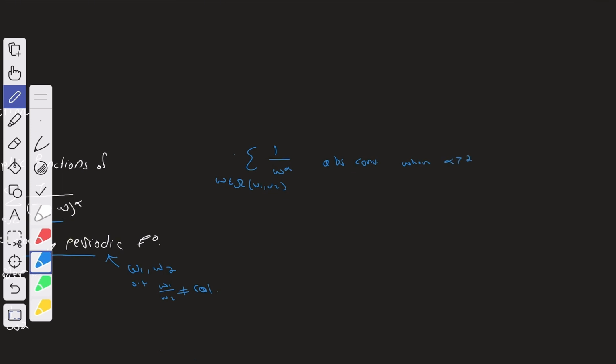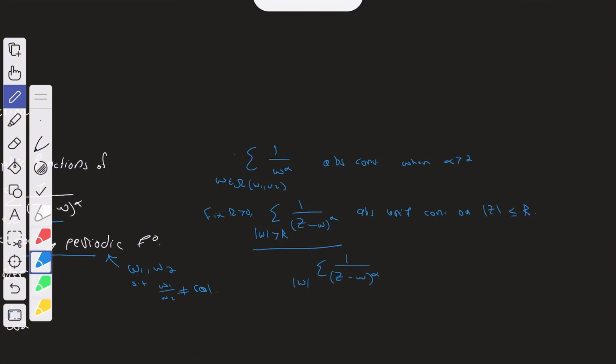And we managed to use the Weierstrass test to prove that the tail of the series, 1 over (z minus omega) to the alpha, whenever omega is bigger than a certain number r, so we fix r positive, and we prove that the tail of this series is absolutely uniformly convergent on the disk of radius r. So after we did that, we had an absolutely convergent tail of the series. So the remaining terms were these things to the alpha for omega less than r.